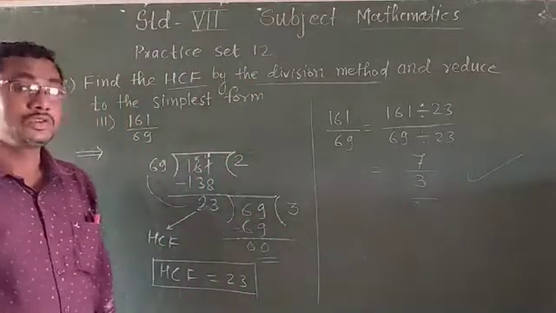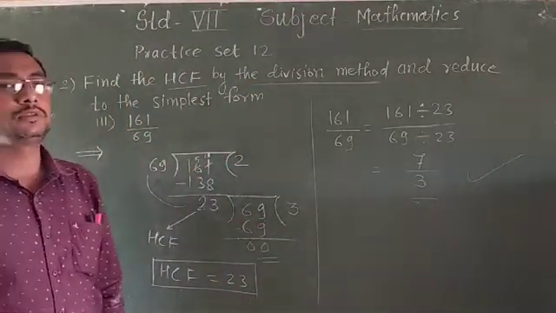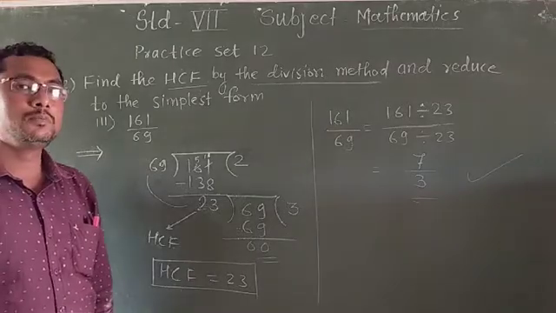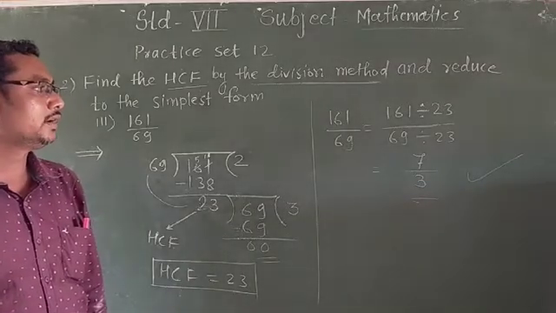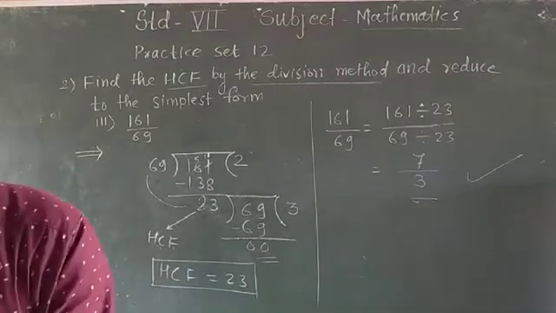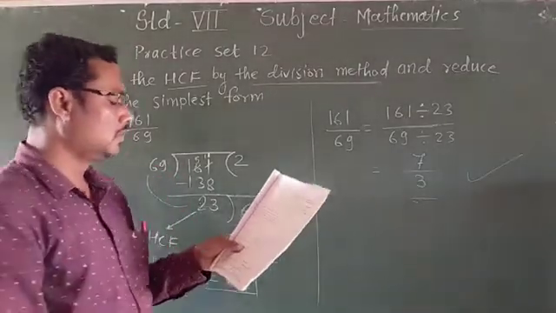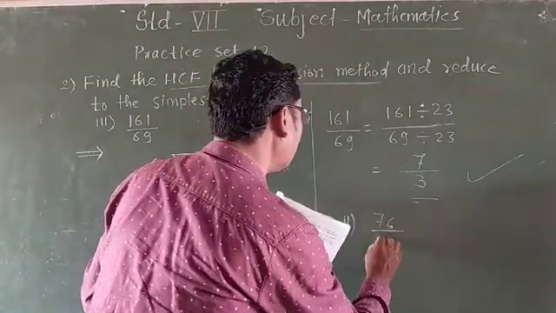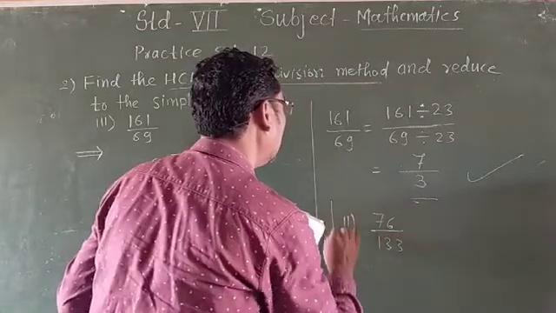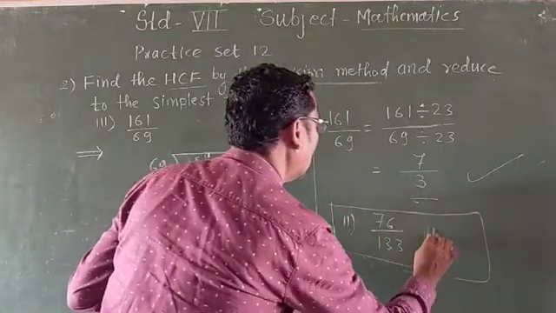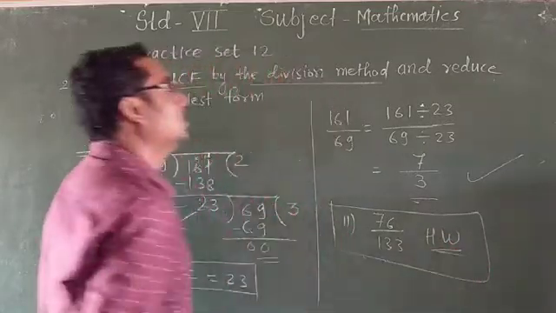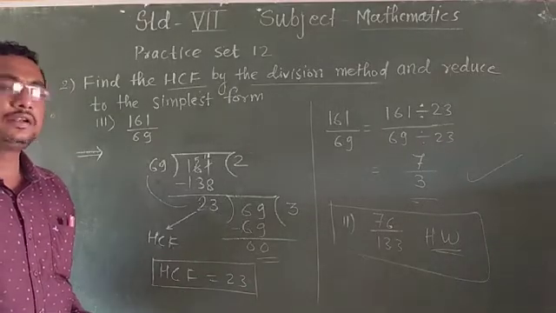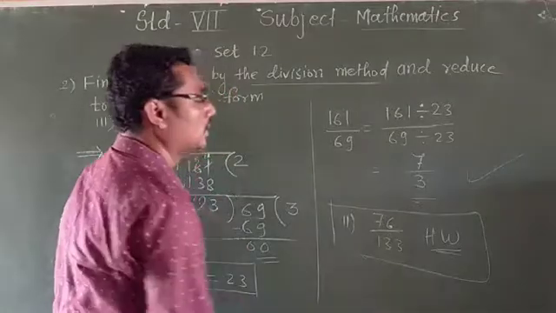Okay, so today we learn the division method to find the HCF and also the simplest form of the given number. Okay, so like that you can solve practice set 12. Problem number 2 is the homework. Okay, problem number 2, that is 76 upon 133, is the homework. So we have to use the division method, find HCF, and take the reduced form of the given number.